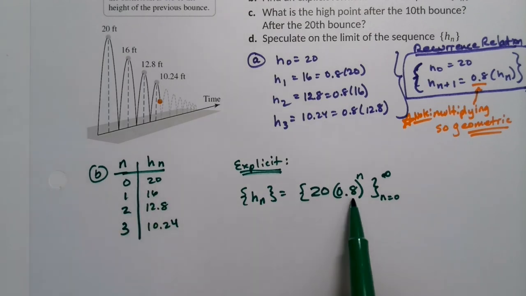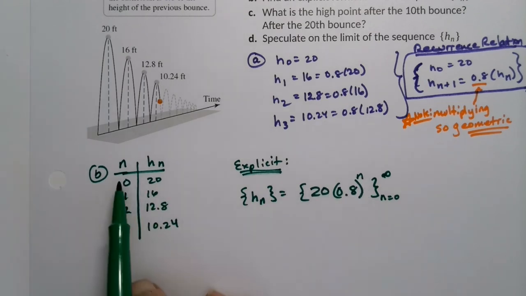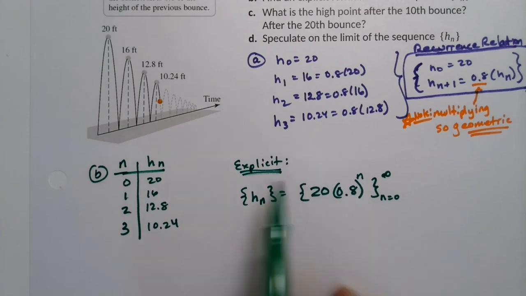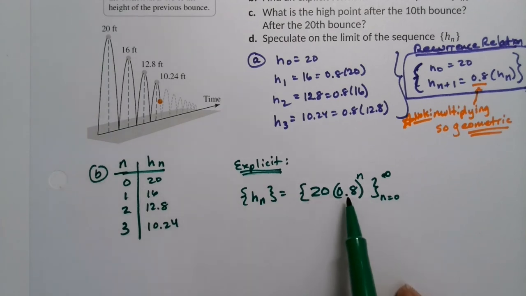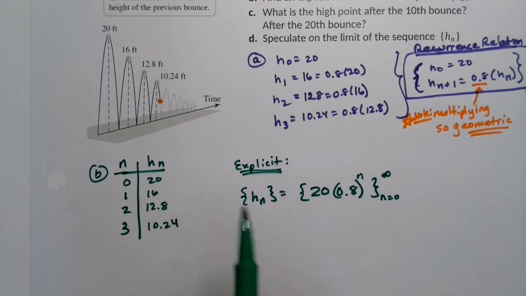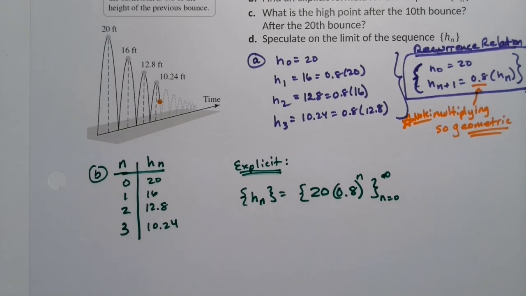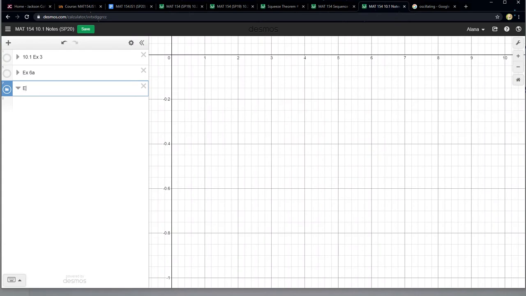Because 20 times 0.8 to the 0 will get me 20. 20 times 0.8 to the 1 will get me 16. 20 times 0.8 to the 2 will get me 12.8. And I can prove it to you with Desmos. Of course, we can always check our answers in Desmos. Sorry, I labeled the last one accidentally as example 7. This is example 7.